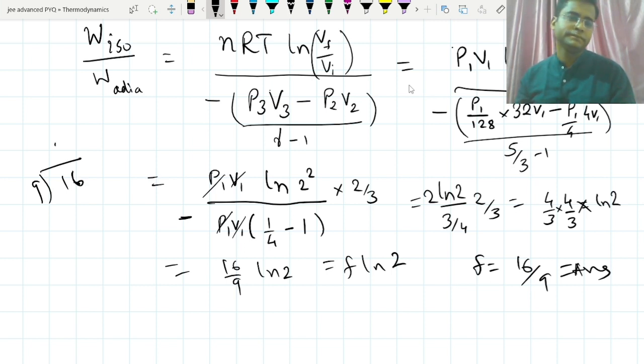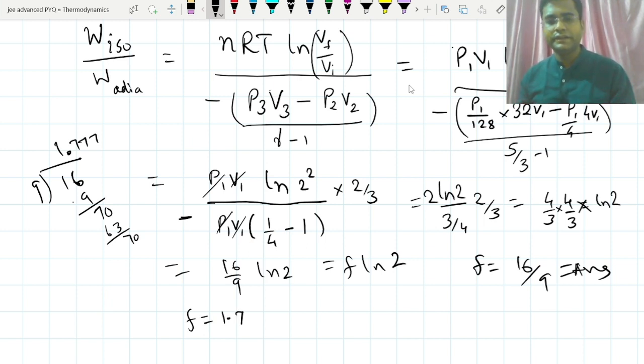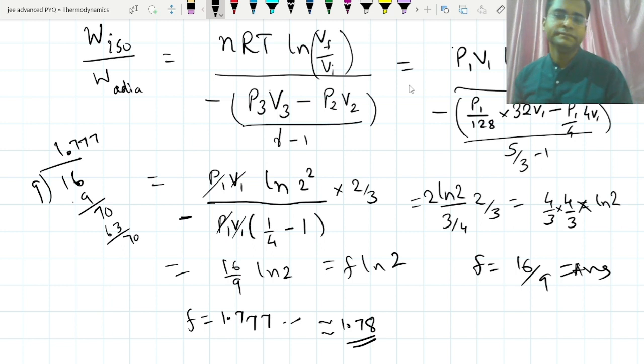So 16 by 9, so 9 ones are 9, 7, 0.97, again 7, so this is non-terminating, so you can write f is 1.777 dot dot dot. If you round off to 2 decimals, this comes out to be 1.78. Up to 2 decimals you can round off as per the question. Okay, so your answer is 1.78.